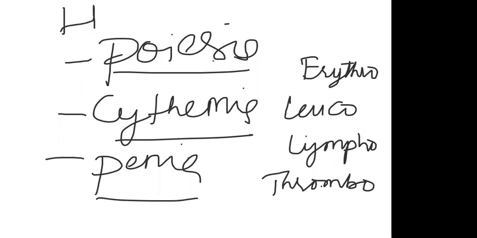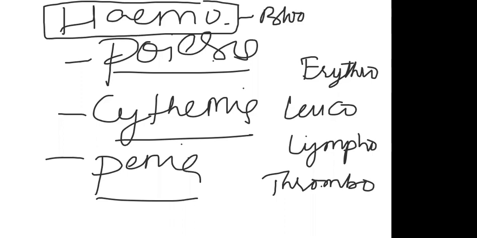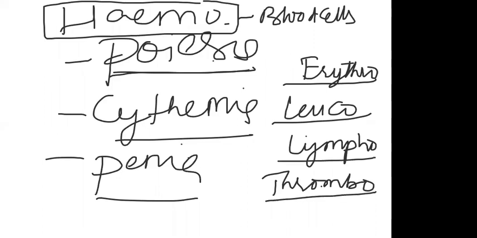We have one more bigger word, that is hemo. Hemo covers total blood cells: RBC, WBC, everything. If I say hemopoiesis, it is the production of all the blood cells. Erythropoiesis is particularly the production of RBC. Leukopoiesis, particularly production of WBC. Lymphopoiesis, particularly the production of lymphocytes. Thrombopoiesis, production of platelets. Production of everything we call hemopoiesis. Hemo indicates every blood cell.